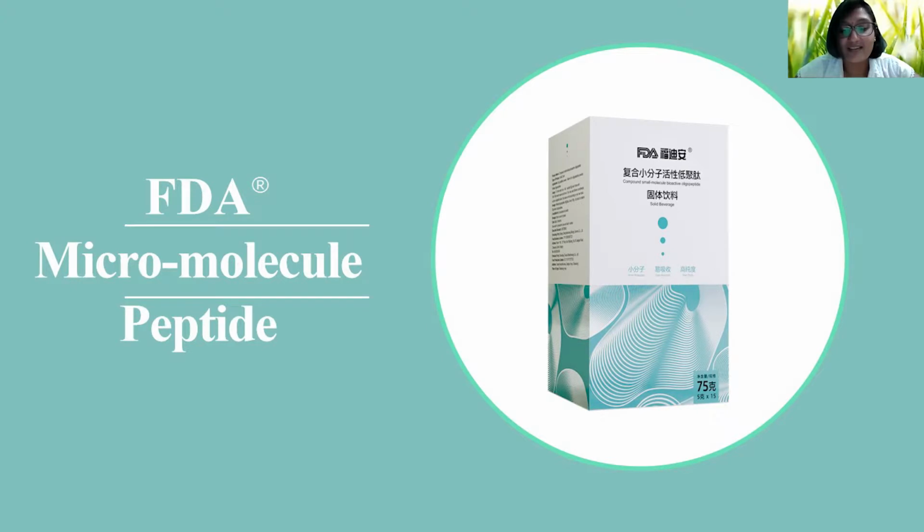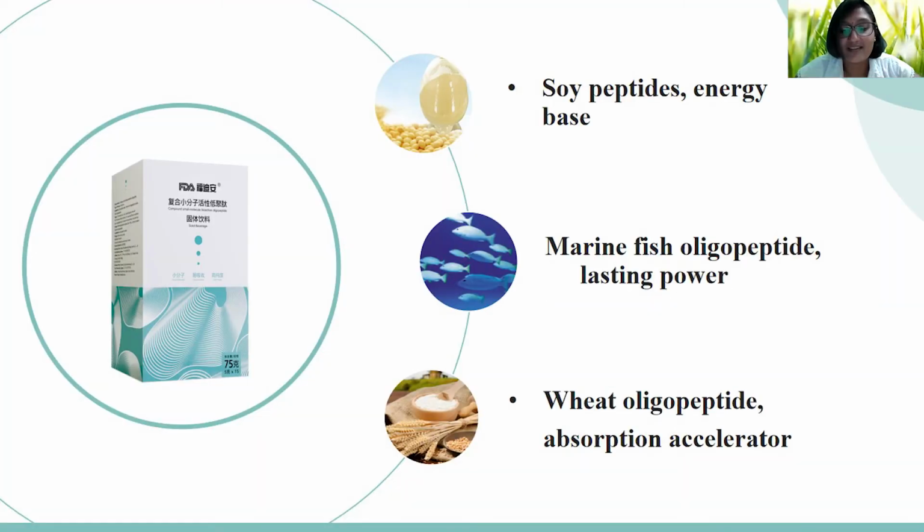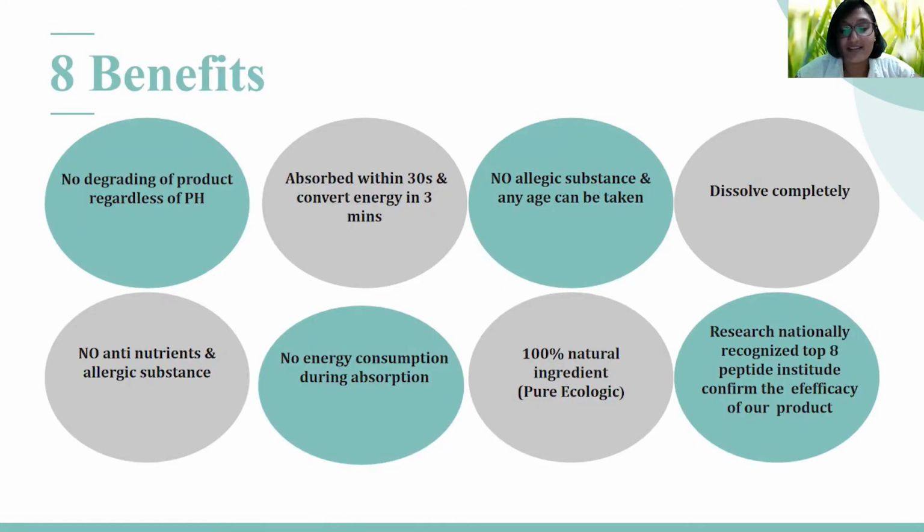So let us look at how this works. Peptide has a component which is composed of 3 small molecule peptides. As you can see here, it is based on soy peptide, which is energy based, marine fish oligopeptide, which lasts long power, and wheat oligopeptide, which helps absorption and acceleration of your metabolism. Okay, the tripeptide complex has efficacy 27 times more than ordinary products.